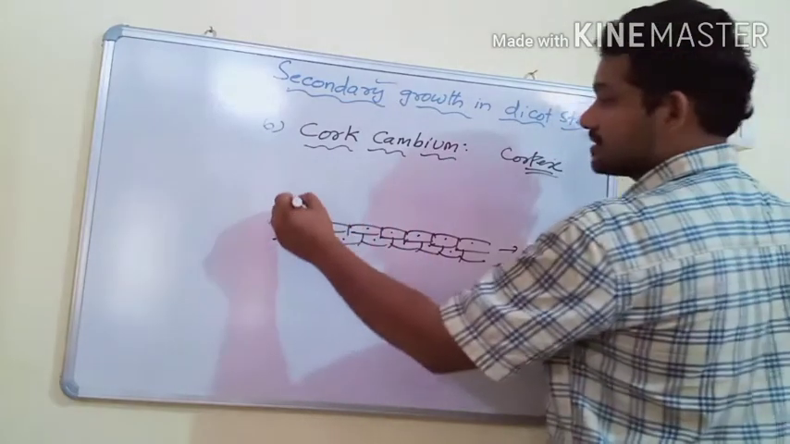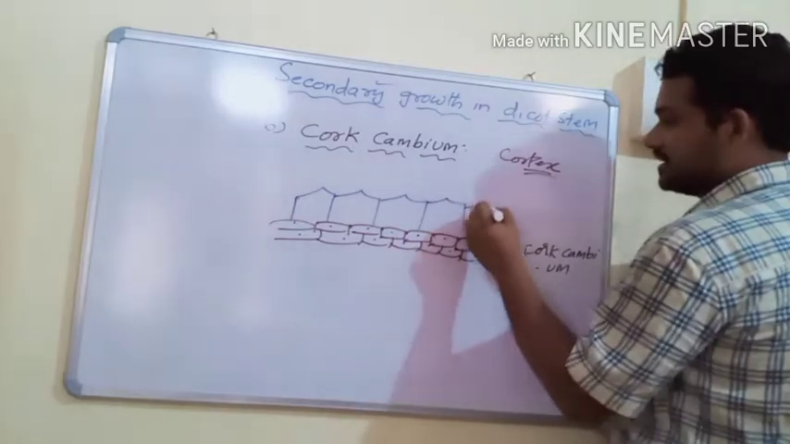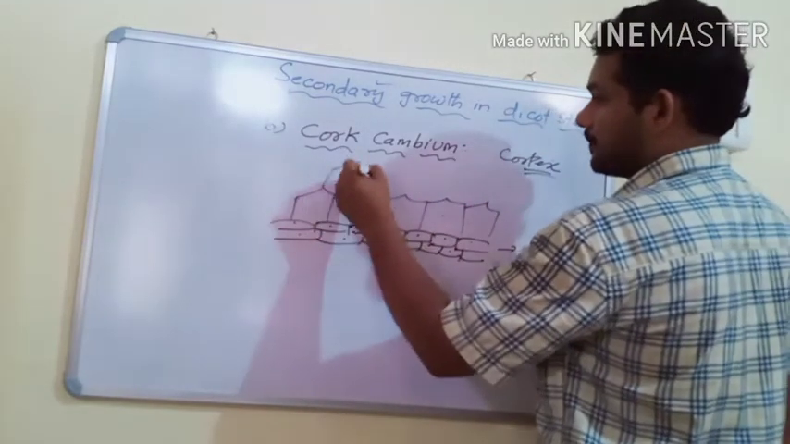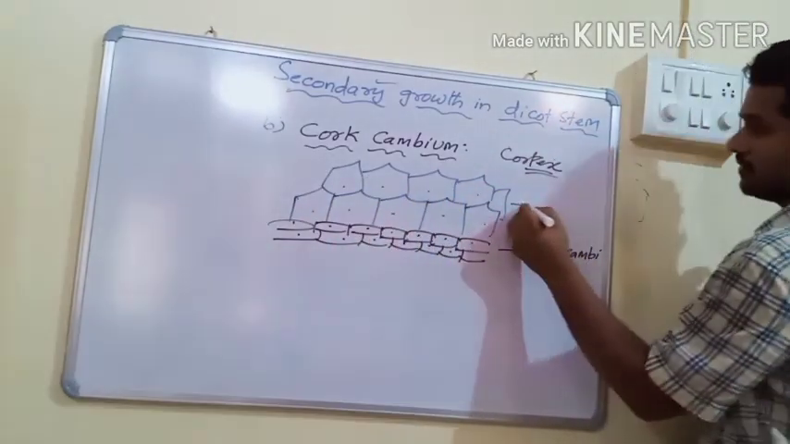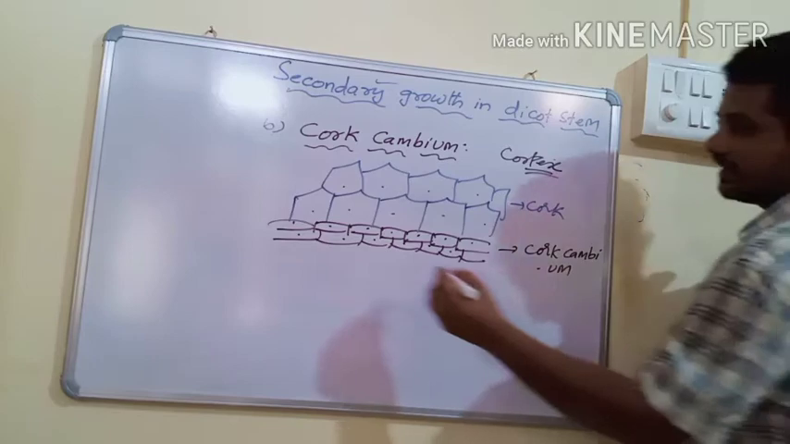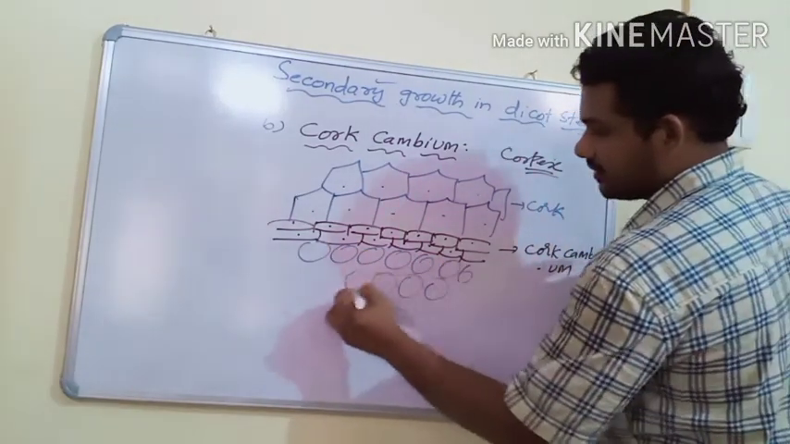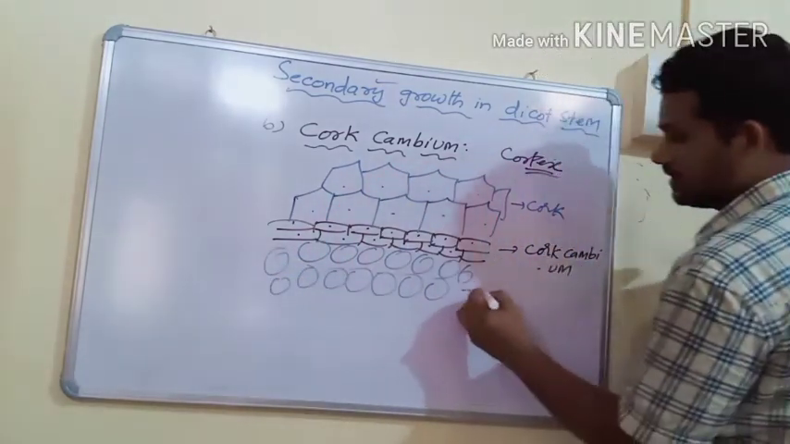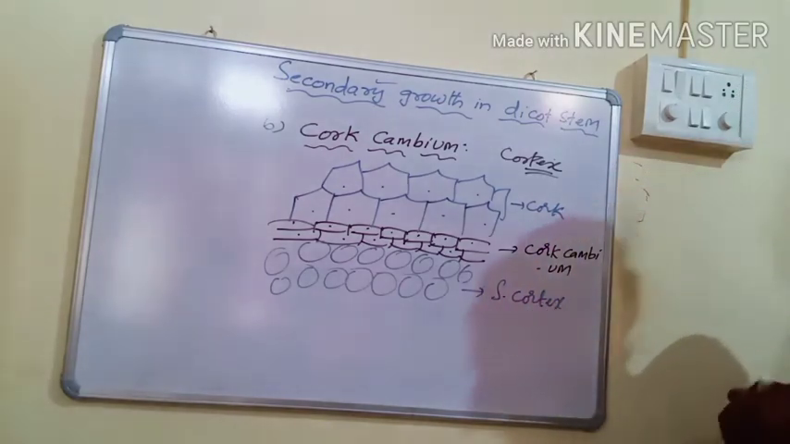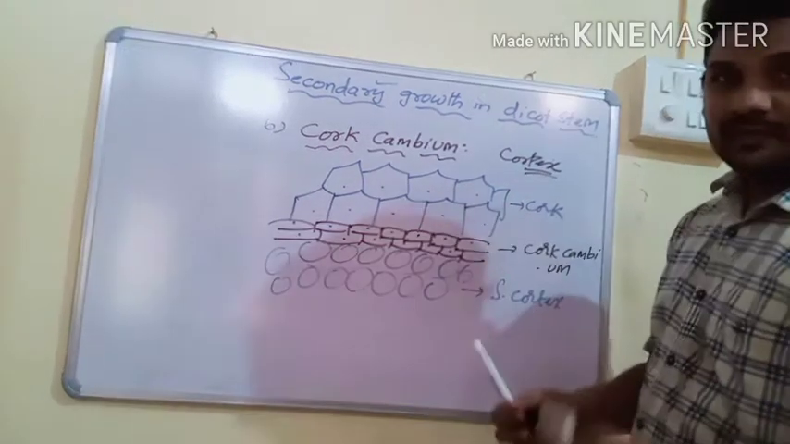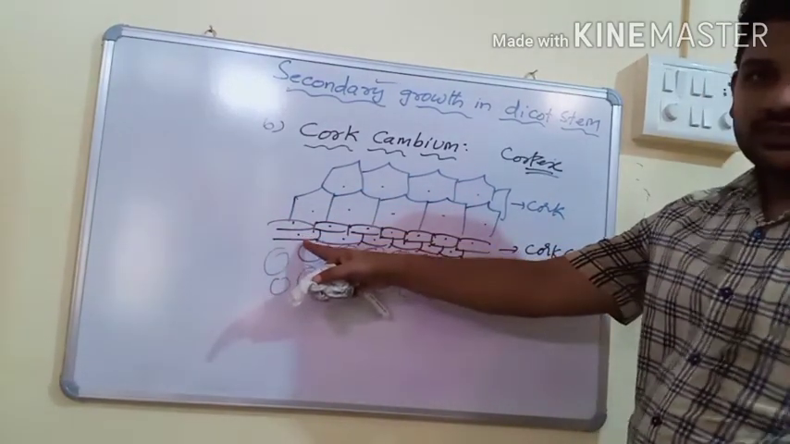The outer cells are usually dead cells, and these outer dead cells are called cork. And inside it produces living cells, and these inner living cells are called secondary cortex. So when epidermis and cortex are broken, the outer cortical cells produce a bilayered meristematic tissue that is called cork cambium.